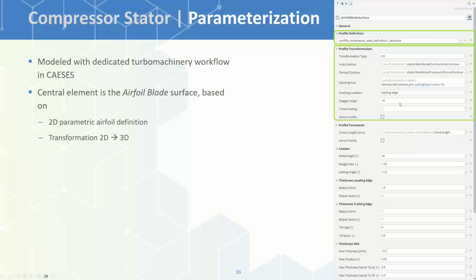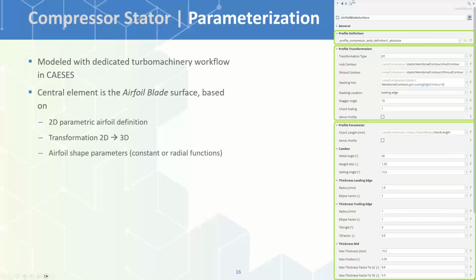And then there's a few other transformations that are applied to the airfoil, like rotating the airfoil by the stagger angle, or scaling it up with a chord value, so you can model the 2D airfoil in a normalized way and then scale it up with a chord, or you can model it directly with the real chord in 2D, and then the scaling is just one.